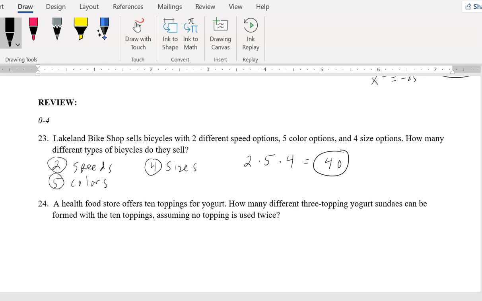So you can go to your calculator, and 10 is the total number of toppings, and we want to know how many different 3-topping sundaes we can make. So we just go to our calculator and we do 10C3. See what that number is. And that's 120. There are 120 different 3-topping yogurt sundaes.